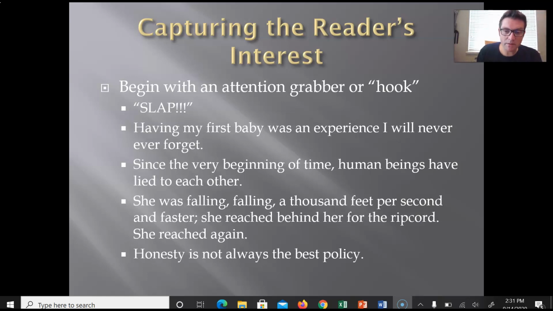Honesty is not always the best policy. Maybe. I like that though, because they flip the whole idea of honesty as the best policy. That's what we've been taught, right, since we were small children. But here they're kind of flipping that. It's not always the best policy. So it does kind of grab my attention.